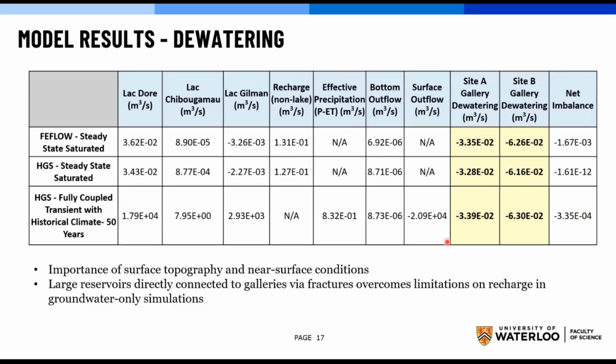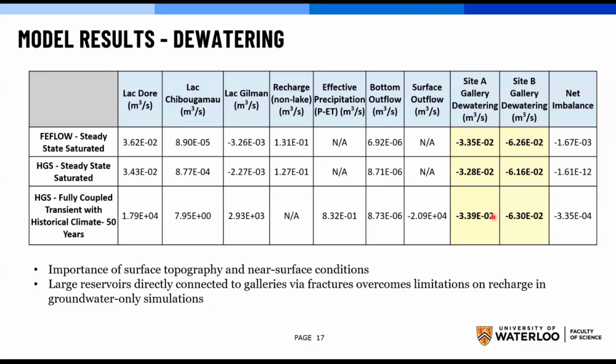And that's likely because we have the surface outflow, right? So we see that these large reservoirs are essentially connected directly through our fracture network in this area to our subsurface basin. But despite that being a predominant source, our dewatering values didn't go up significantly. They went up a little bit, but not as much as we were anticipating.